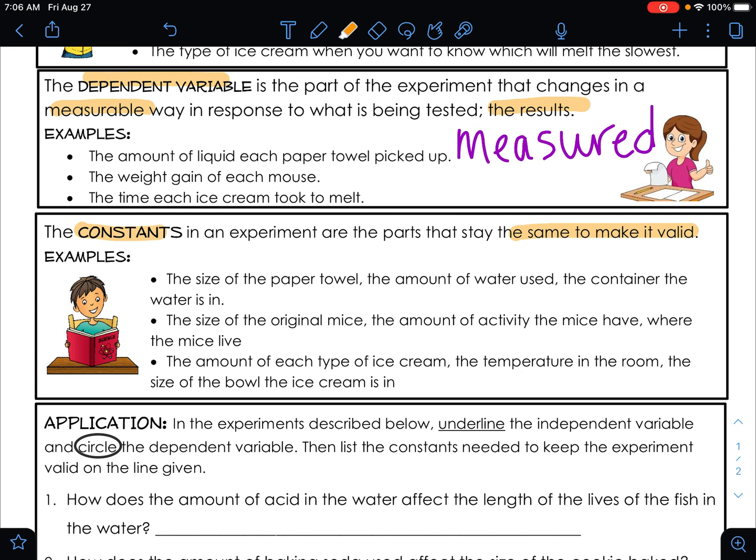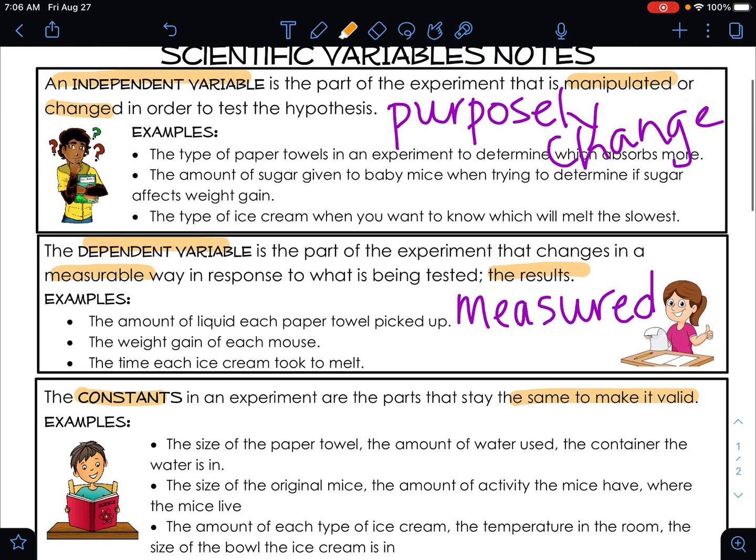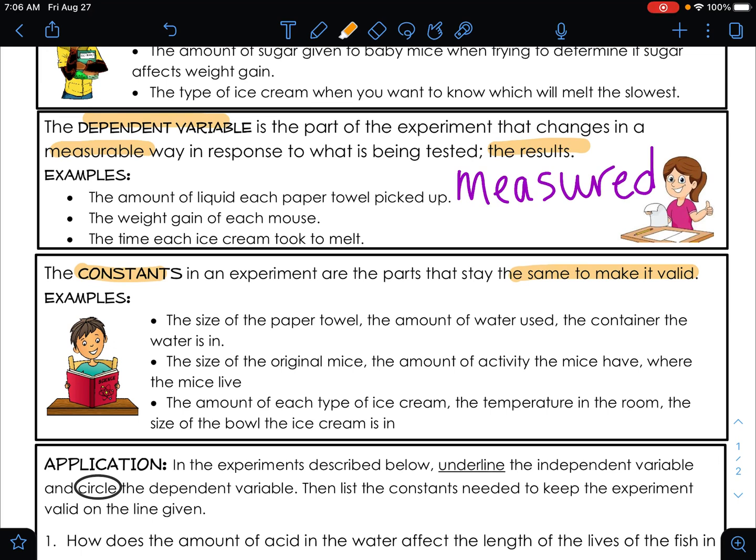For the mice, you have to have the same size of the original mice, the same amount of activity. Where the mice live, they have to be exposed to the same elements. Everything's the same, except for the amount of sugar that they're going to get.